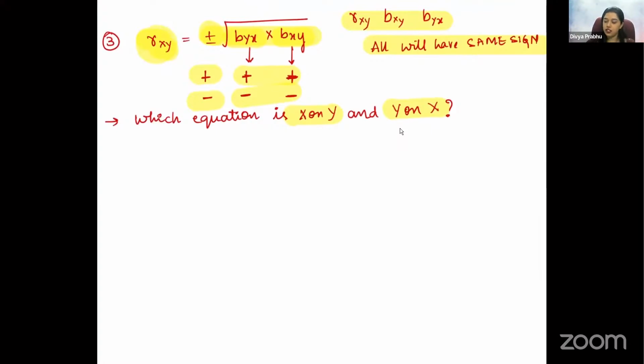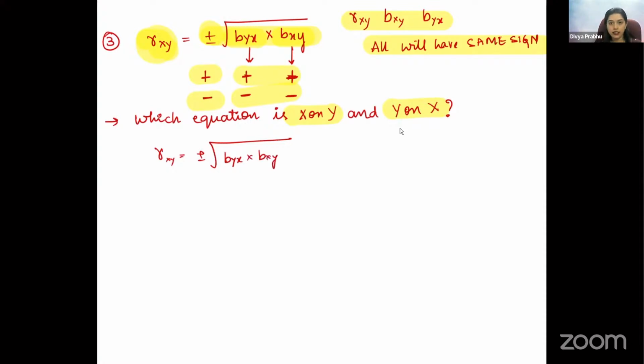For this also there are a few steps. First, you make an assumption that one particular equation is x on y, the other one is y on x. Once you make the assumption, you put it in the standard format so that you can calculate dxy and dyx. Once you calculate dxy and dyx, the next step is to calculate rxy. What is the formula for rxy? Rxy is equal to the geometric mean of dyx into dxy.